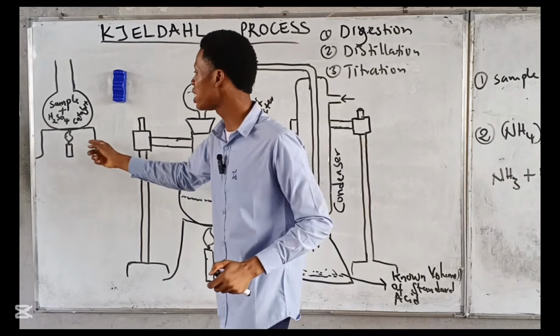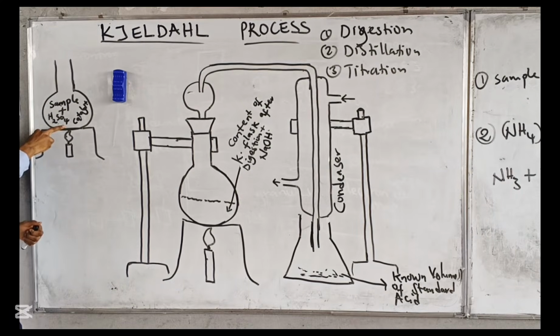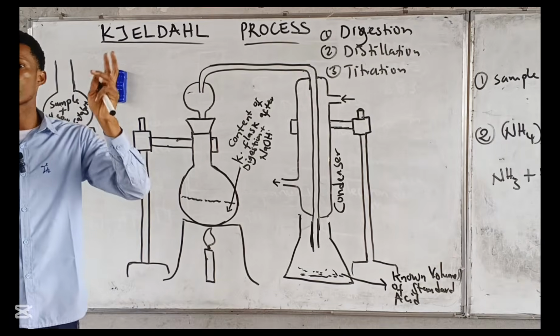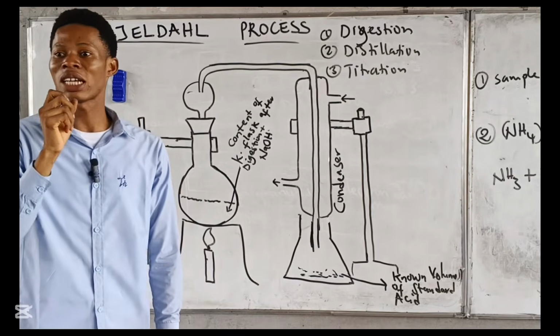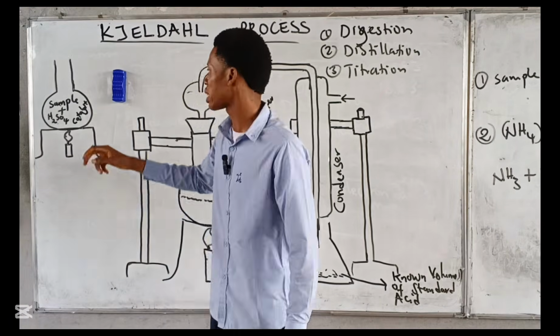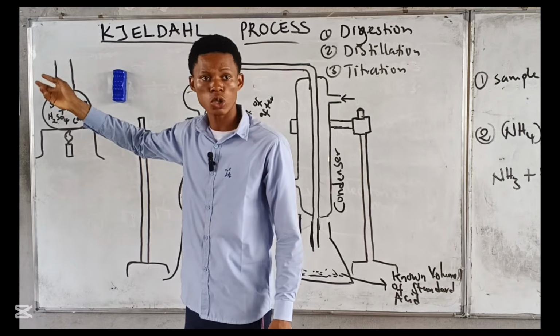Now, if you are heating, remember the acid you have here is concentrated acid, and you have the sample here, you add your catalyst and you start heating. There's every tendency for bumping to take place, for that splashing to take place. And remember, it is a quantitative analysis. You want to measure the concentration. Once bumping starts and some of it splashes out, some of the nitrogen will be lost, right?